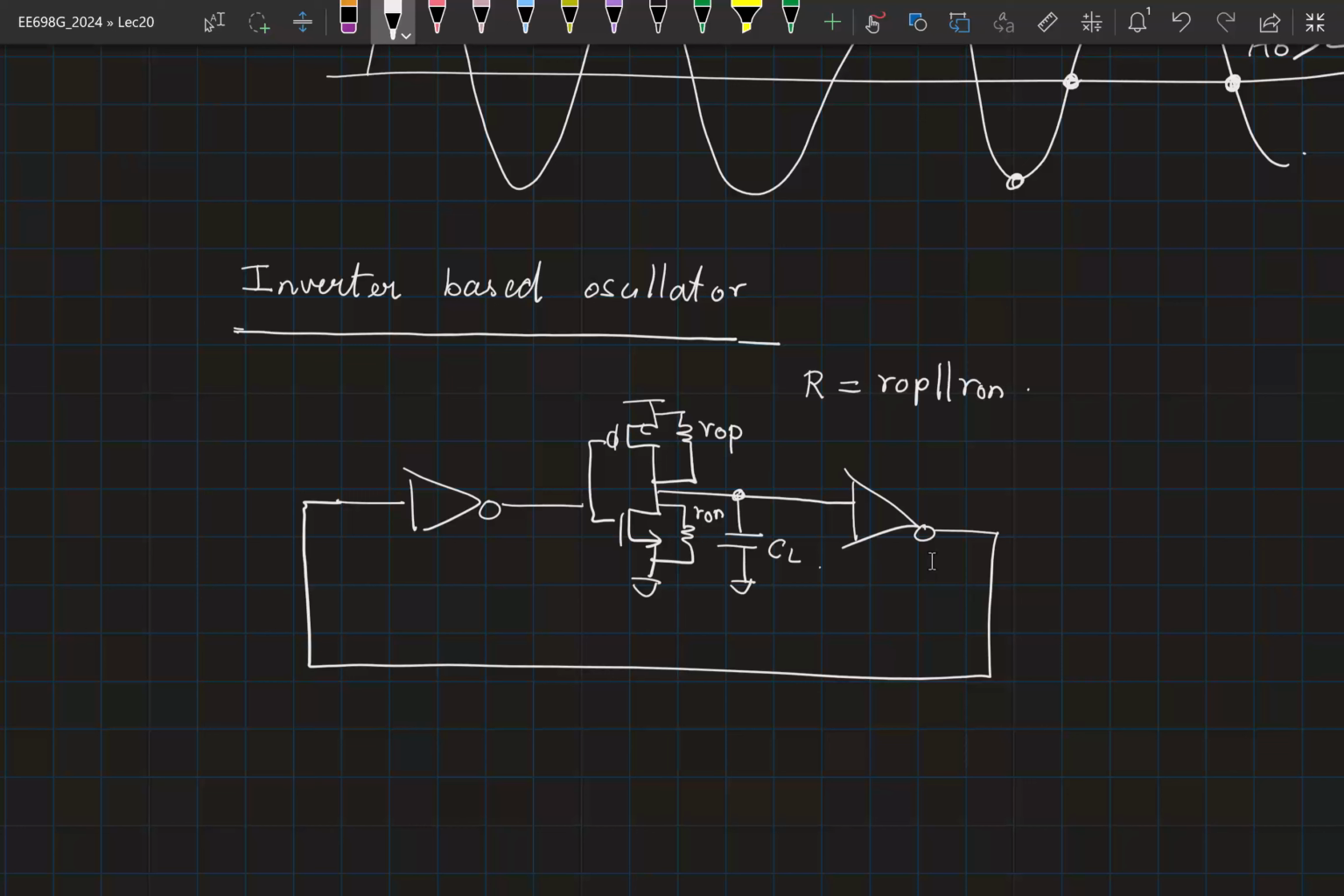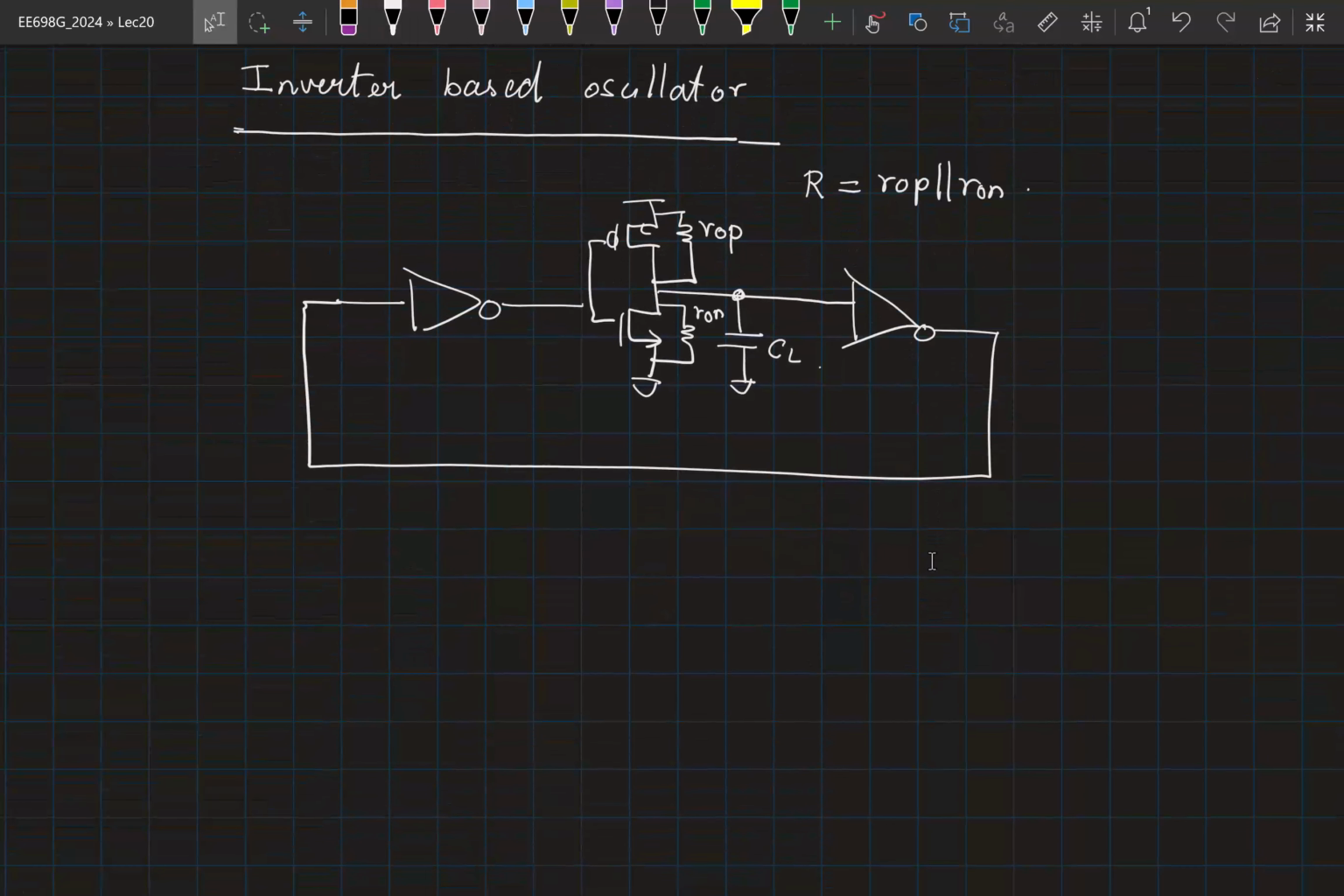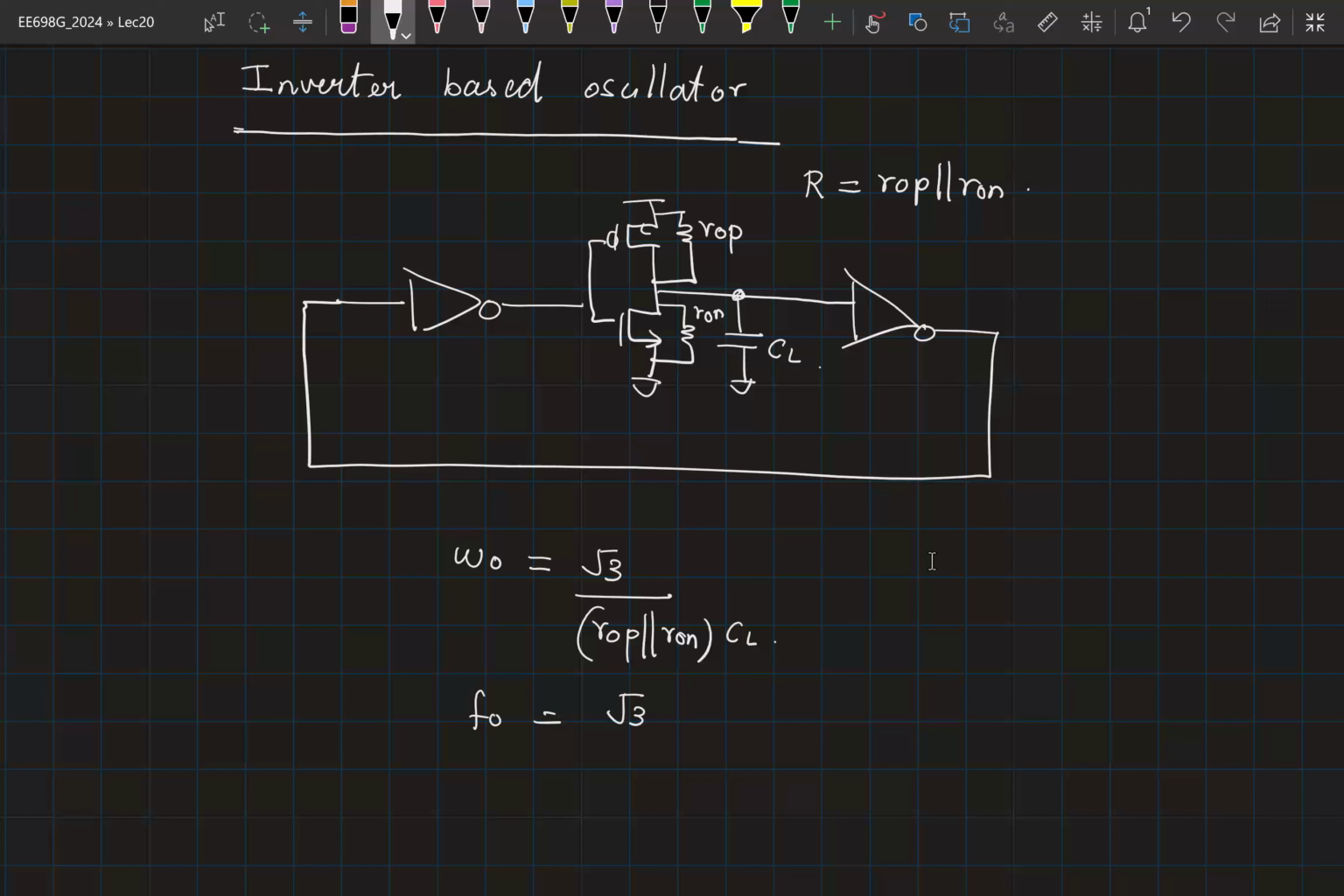Right? Now you can quickly compare this with the 3-stage common source amplifier based oscillator we created. And can you tell me what is the omega naught for oscillation? Root 3 by ROP parallel RON into CL. Right? Which means I can find out F naught as some root 3 by 2 pi into 1 by ROP parallel RON into CL. Okay.